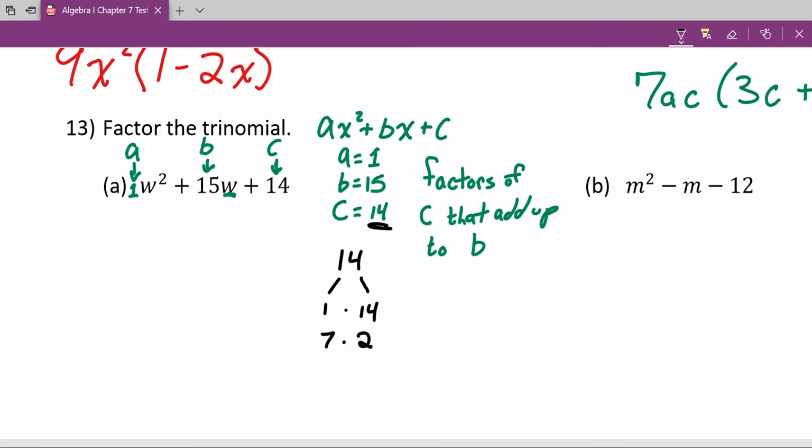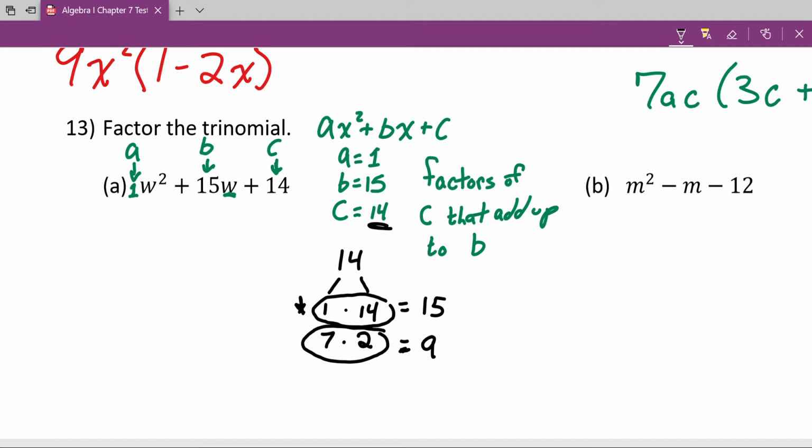Now, we have the factors of C, but we need to figure out what the factors of C would add up to. So for instance, if we're looking at this pair 1 and 14, what is 1 plus 14? Well, 1 plus 14 is simply 15. Let's do this again for the factor pair below, 7 times 2. 7 and 2 add up to 9. So I'm trying to find the factors of C that add up to B. B is 15, so I know that the only pair that adds up to 15 is 1 and 14.